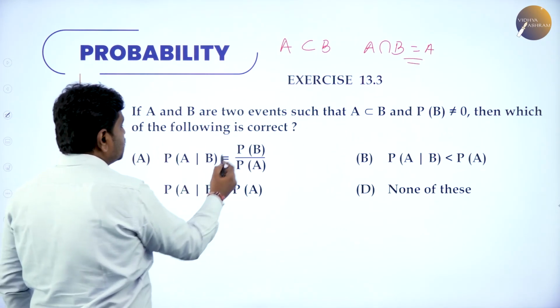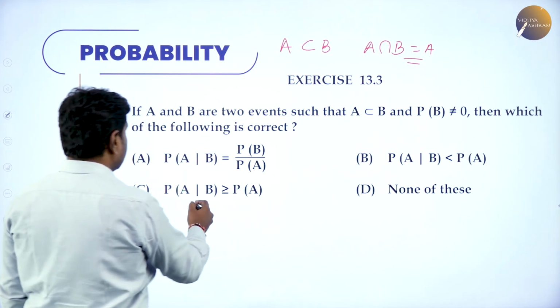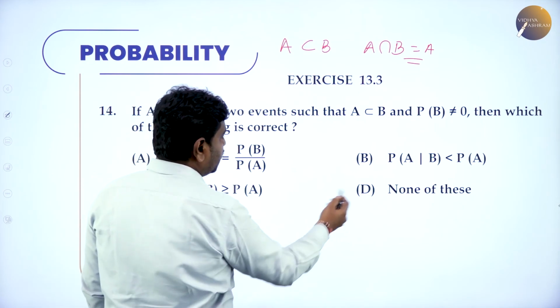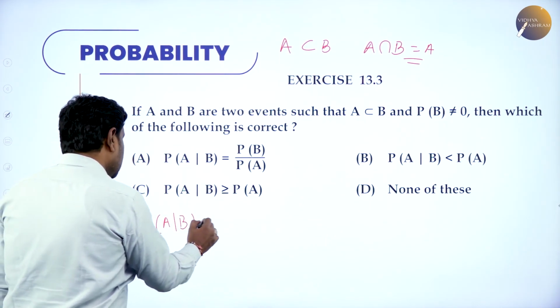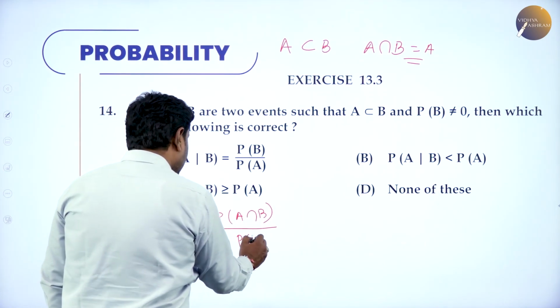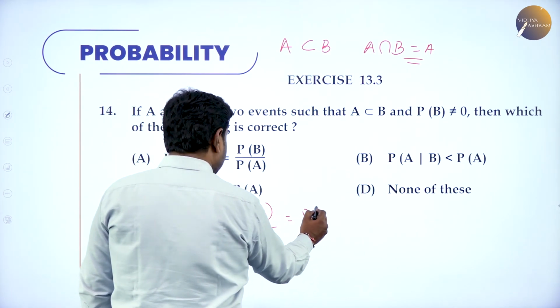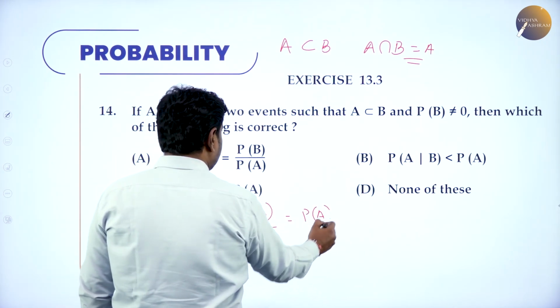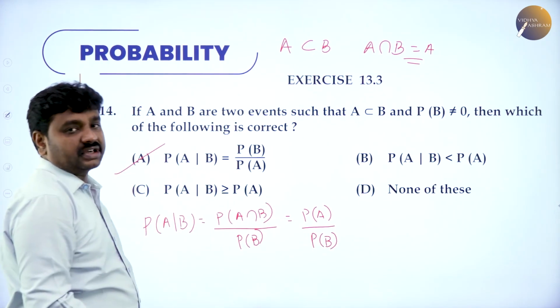P of A by B is P of B by P of A. P of A by B is less than P of A. P of A by B is greater than or equal to P of A. None of these. See, first I'll write P of A by B. What is P of A by B? P of A intersection B divided by P of B. And they told that A is a subset. Subset means what? P of A intersection B is the same as P of A. It will become P of A by P of B. So the first option is right.